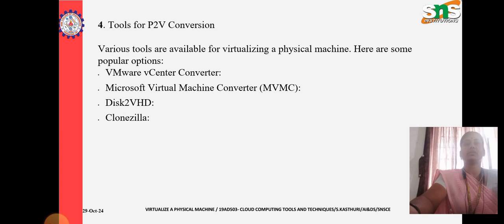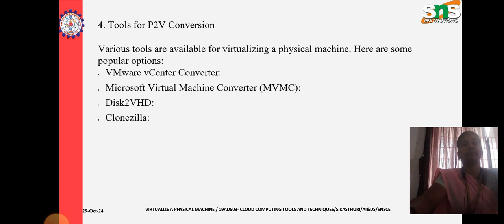Next one is the tools for P2V conversion. Various tools are available for virtualizing a physical machine. Here are some popular options. The first one is the VMware vCenter Converter, a free tool that converts physical machines to VMware VMs. Microsoft Virtual Machine Converter, MVMC, converts physical machines to Hyper-V. Disk2vhd is a lightweight tool from Microsoft that creates a VHD, virtual hard disk, from a physical disk. Next is Clonezilla, an open source cloning tool that can help with P2V.